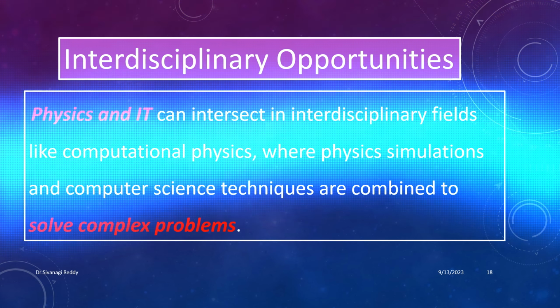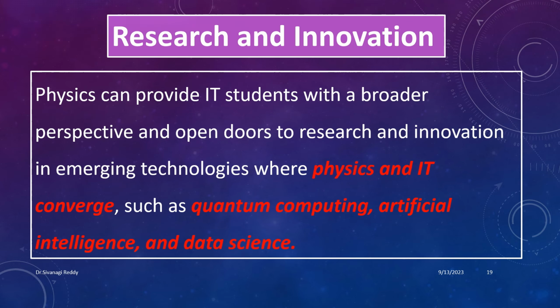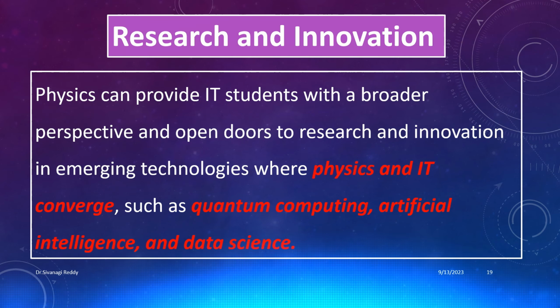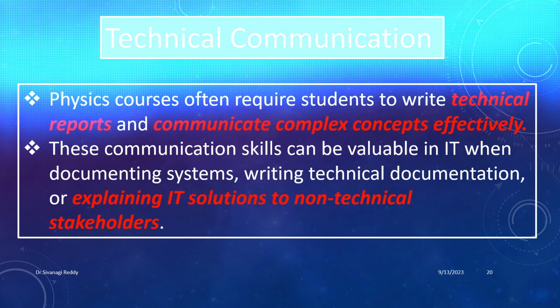Then interdisciplinary opportunities. If you are a master of physics as well as information technology, both can be combined and a new field can be developed, like computational physics, where simulation and computer science techniques are combined to solve complex problems. Next one, research and innovation. Whatever present day technology we are seeing, like quantum computing, artificial intelligence, data science, this is a convergence of physics and IT. Then technical communication.